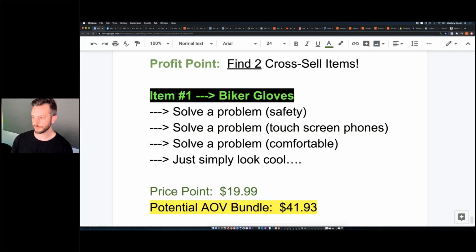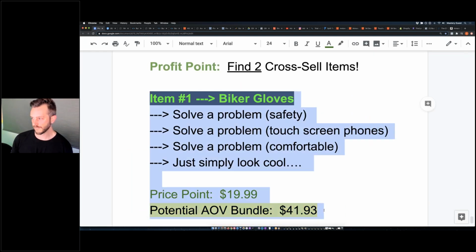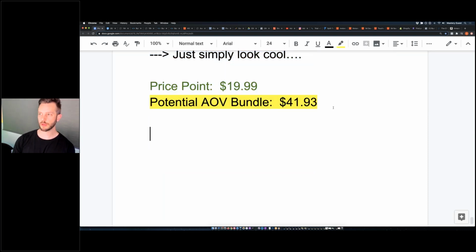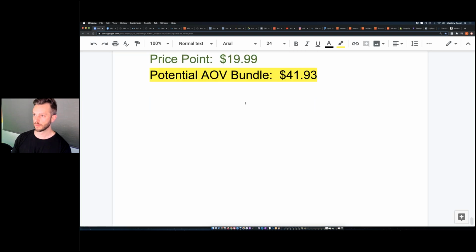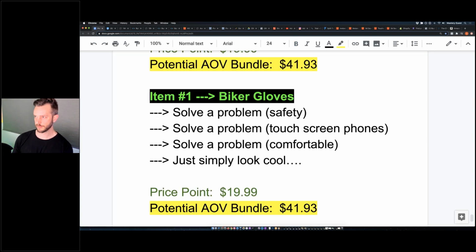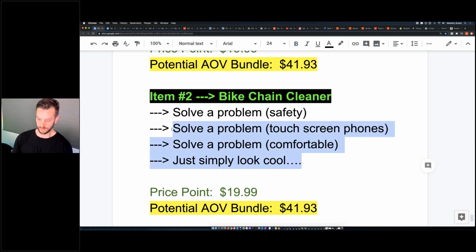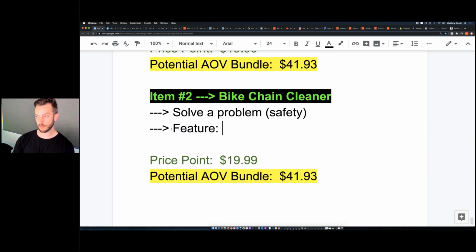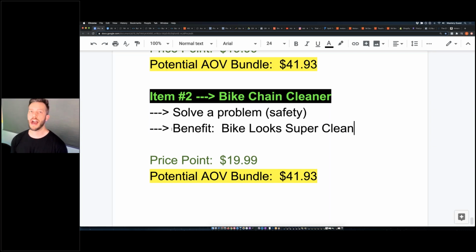So let's jump back over here and talk about the second product that we put on as a cross sell. Item number 2 is going to be a bike chain cleaner. It's going to solve a problem, and a benefit is your bike looks shiny. I don't know which way it's spelled. Your bike looks super clean, so you don't have a gritty, dirty-looking chain. Your chain is looking clean.